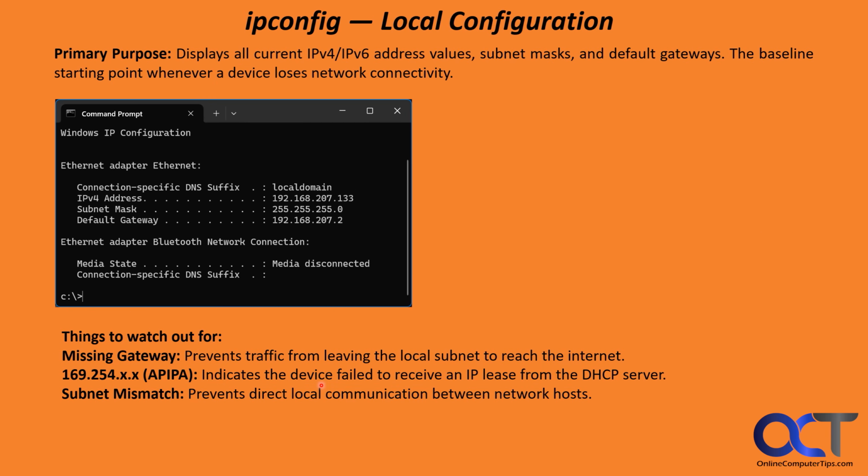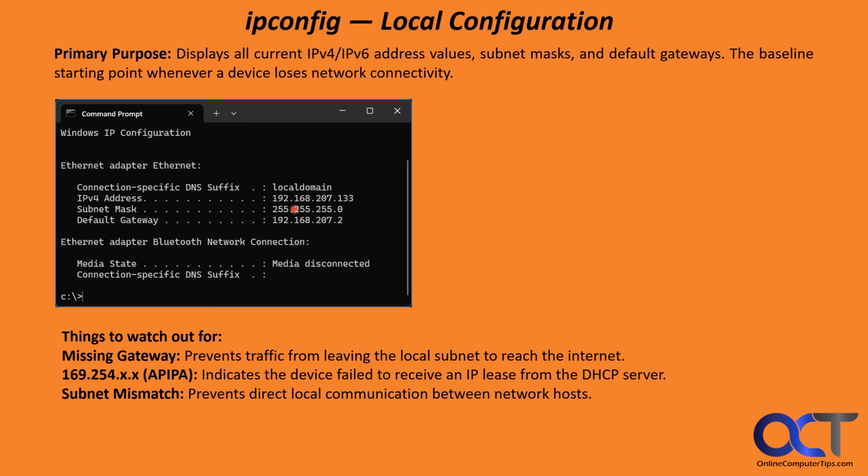All right, so first we're going to talk about Ipconfig for the local configuration for your computer. So this will display all current IPv4 and v6 address values, subnet masks, and default gateways. So this is a good starting point when you're having problems. All right, so in this screenshot here, you can see we ran Ipconfig, and it shows us we're on the local domain, our IPv4 address, and our subnet mask.